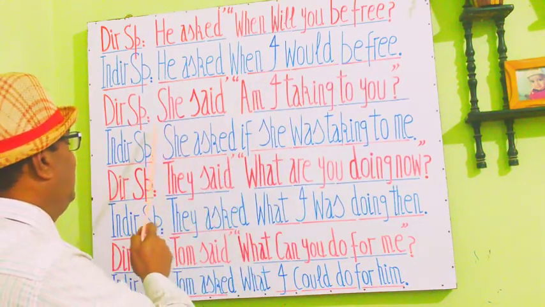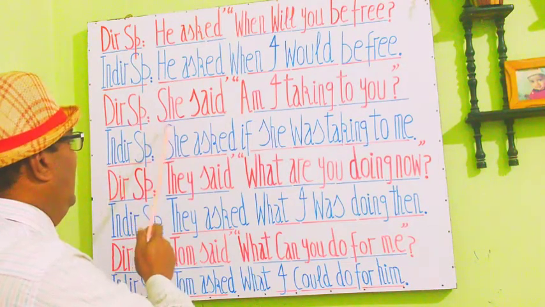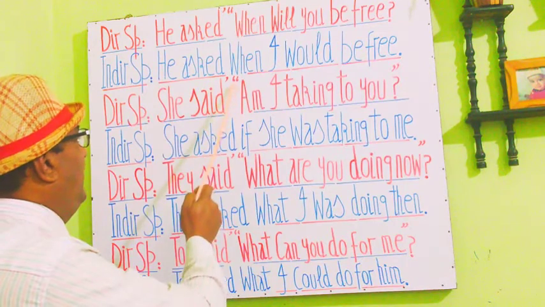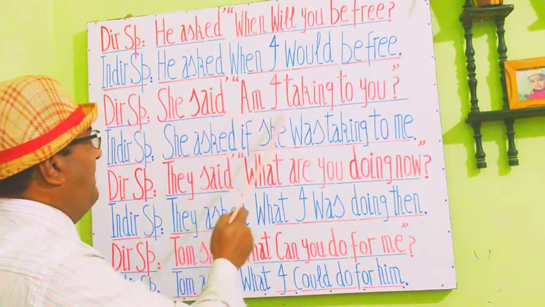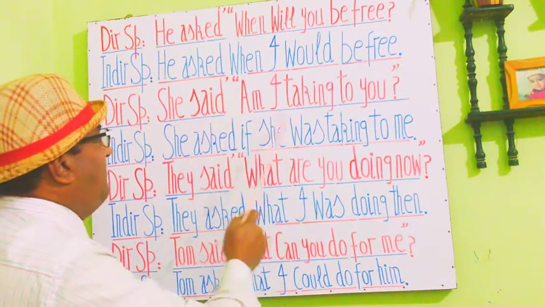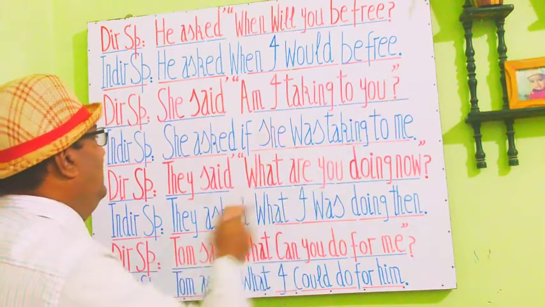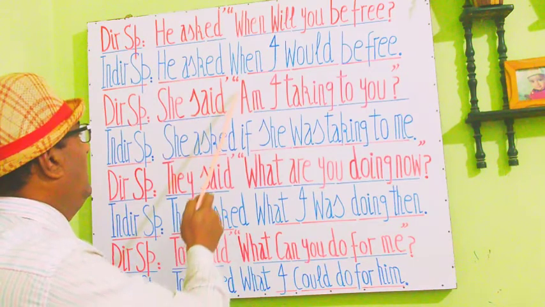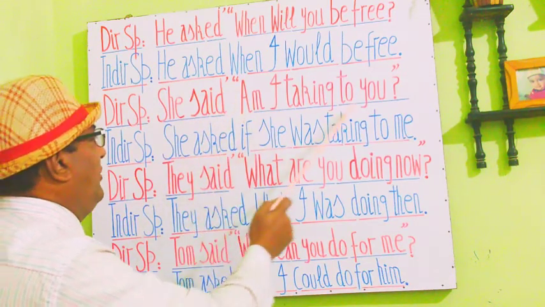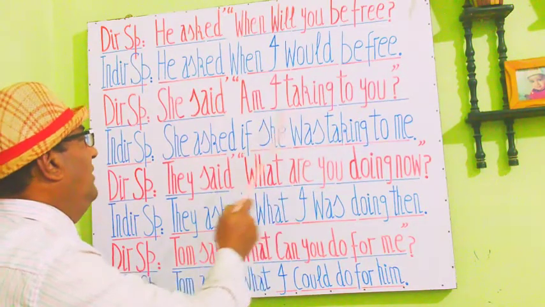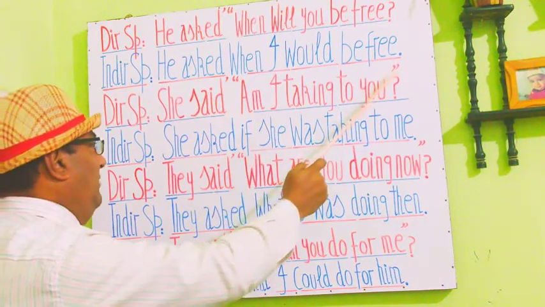Let's see the next direct speech. Here see the next phrase. She said, inverted commas start, "Am I talking to you?" Commas close, interrogative sign. She said, "Am I talking to you?" Commas close.